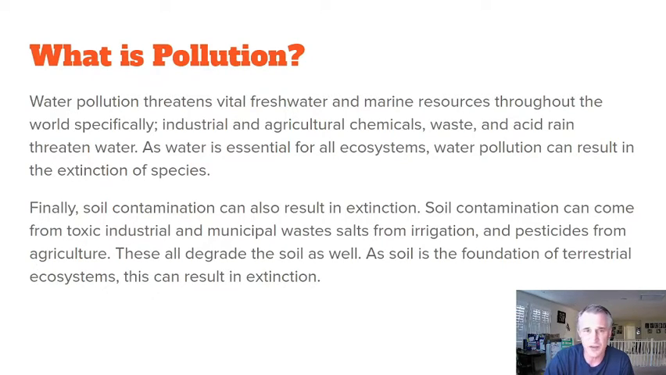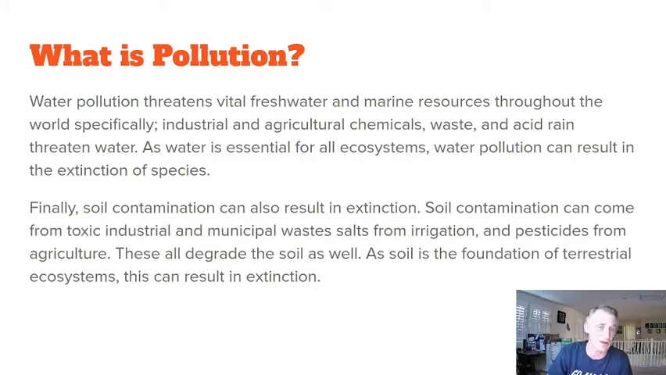They have very thin skin. So if we start seeing strange things happening to frogs, being born with 2 heads or 5 legs, or not being born at all, their numbers decline or something like that, then we usually can tell that there's some kind of pollution going on either in the air or the water or somewhere in that particular area. So a lot of the problems here are industrial and agricultural chemicals, runoff from farms, for example, getting into the rivers and lakes. Waste can also be included in that. Sometimes we have air pollution that can lead to acid rain, which can also threaten water by changing the pH level. As water is essential for all ecosystems, water pollution can result in the extinction of species.